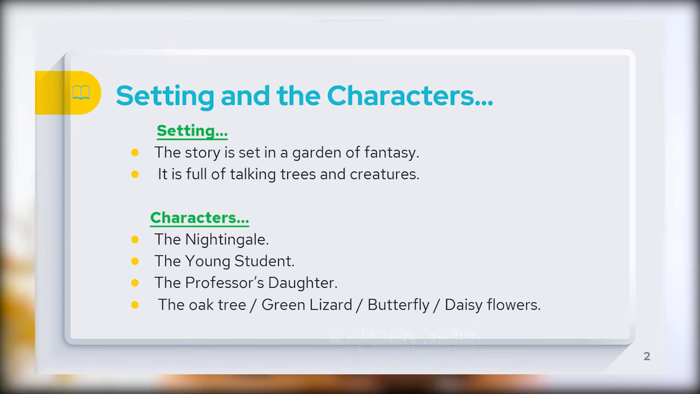Characters. Now you can see three major characters in the story. The Nightingale, the young student, the professor's daughter. So those three are the protagonists in the short story. And the oak tree, green lizard, butterfly, daisy flowers, they all are minor characters mentioned in the short story. Right. Now let's move on to the short story.